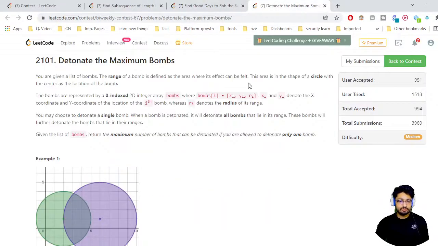Okay, next, moving on to the last problem: detonate the maximum bombs. The problem statement goes like this: you are given some bombs, and the bombs have these properties, that is xi, yi, and r.